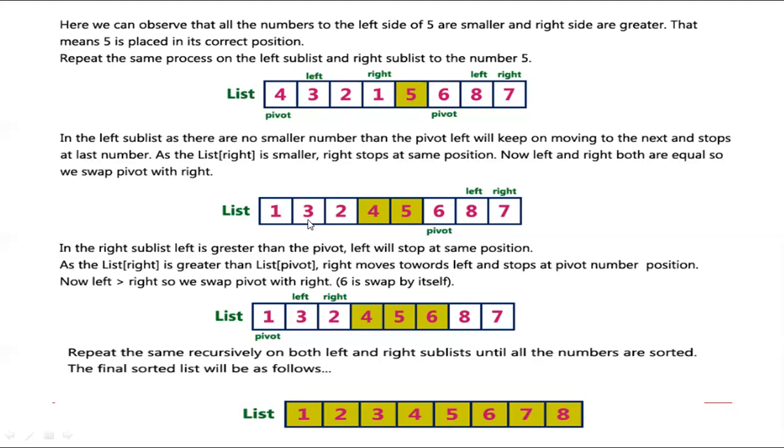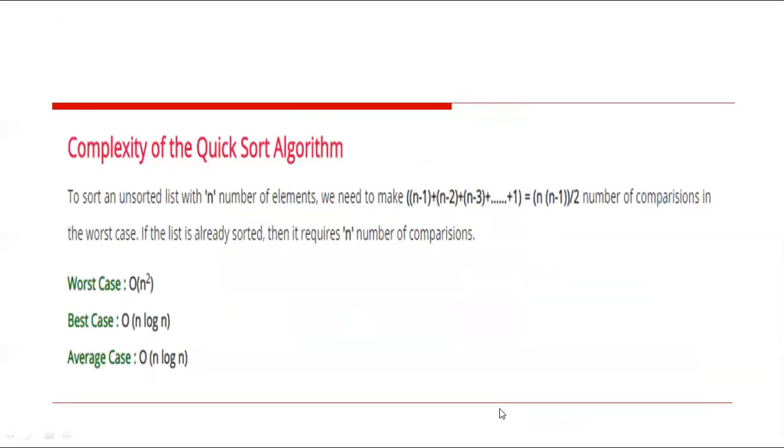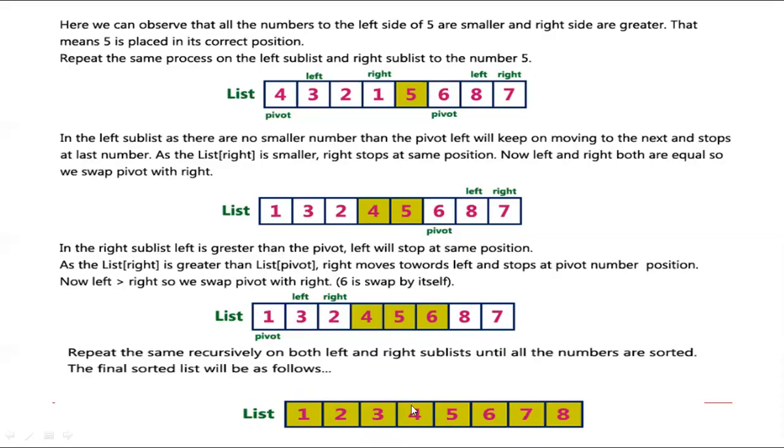Simply arrange the elements in order. Clear? Here 1, 3, 2, 4. Here 1 and 4 are interchanged. Then the next one is 1, 3, 2, 4, 5, 6, 8, 7. Next one is 1, 2, 3, 4, 5, 6, 7, 8. So finally we will get the sorted order of elements. Clear all of you?